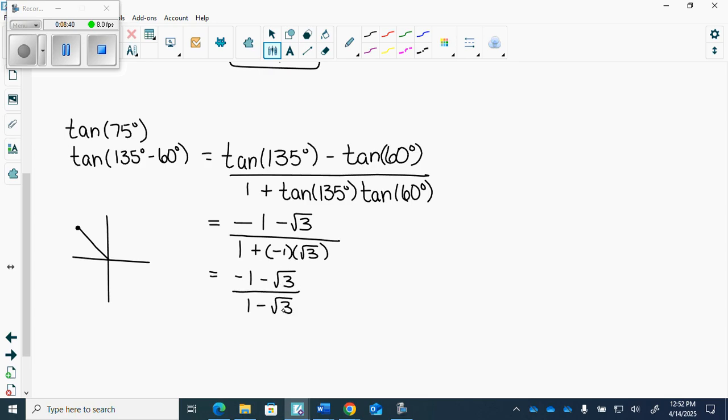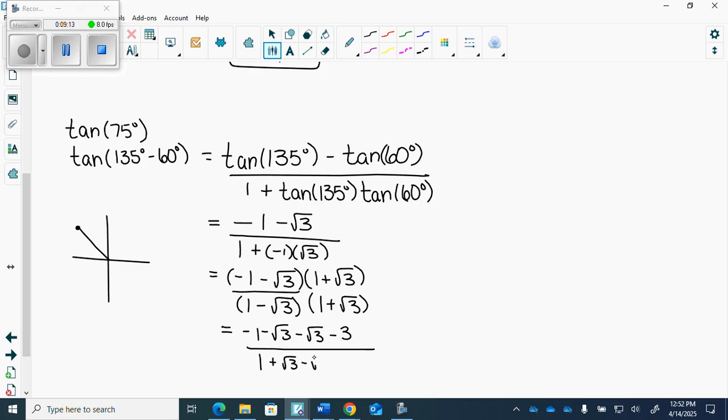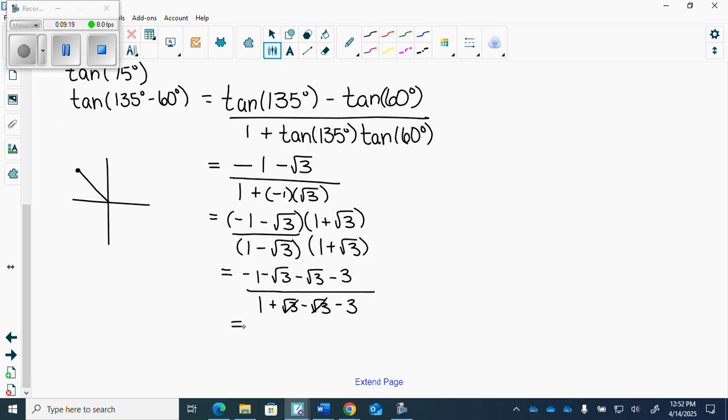And then I have to multiply by the conjugate, correct? To make the denominator not have radicals. That's what you're taught in 20-1. 1 plus root 3 over 1 plus root 3. The reason why you multiply by the conjugate is to get rid of the radicals in the denominator. So if you don't, you messed up. So we're going to get negative 1 times 1 is negative 1, minus root 3, minus root 3, minus 3, all over 1, plus root 3 minus root 3, so those cancel, minus 3. So I'm going to get negative 4 minus root 3 minus another root 3 is minus 2 root 3s over negative 2.